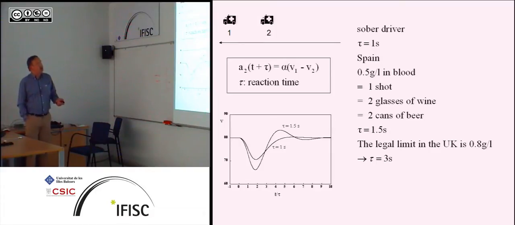This is something that I like to show when I visit the US and UK, because their legal limit is 0.8 gram per liter, and the reaction time documented again on the web is 3 seconds. You can imagine what happens. Now, in those countries, we have to be clear, they never use this as the criterion for fining you. They use different tests to check if you're able to drive or not. For example, you have to walk on a white line. So usually, you are arrested before that. This is the difference.